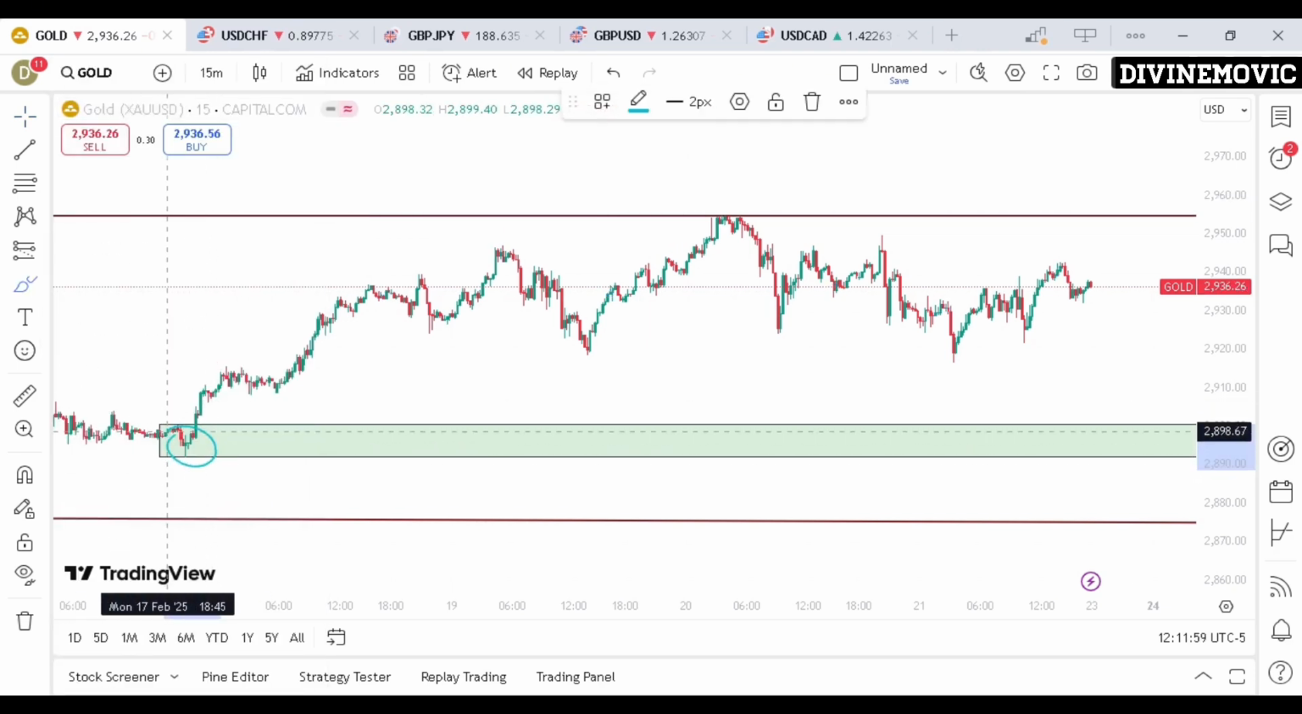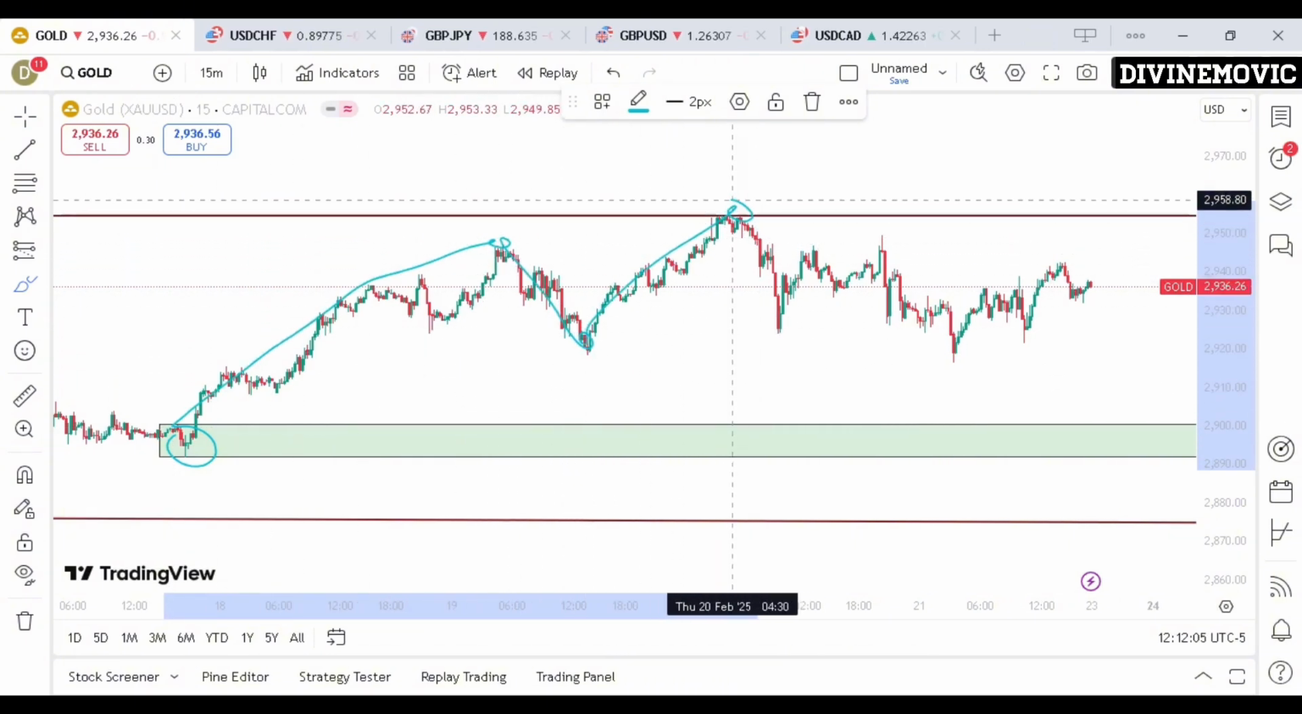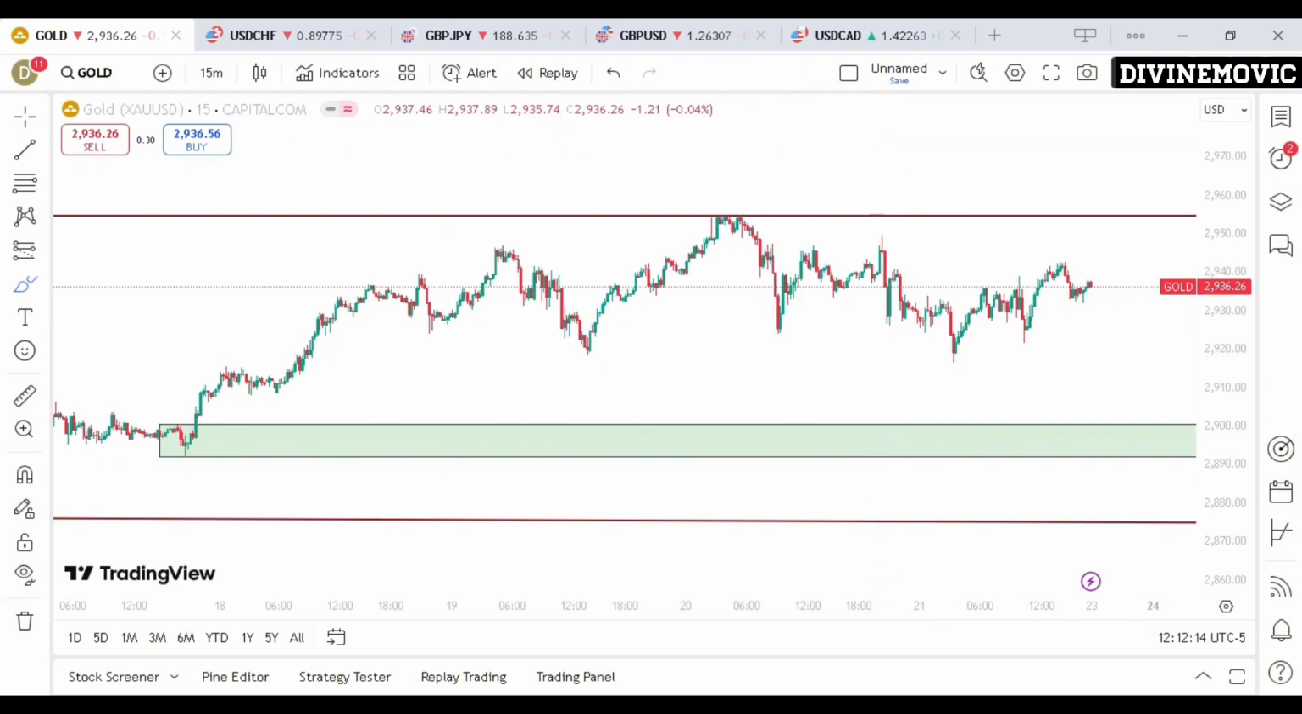This is the low, this is the high. This is the low, this is the high. This is the low, and this low was supposed to give us a high here, but it did not happen. What this means is that the moment price takes out this low, we are anticipating that price is going to go to the what? Point of interest.